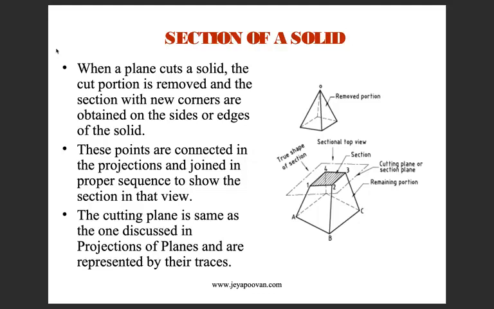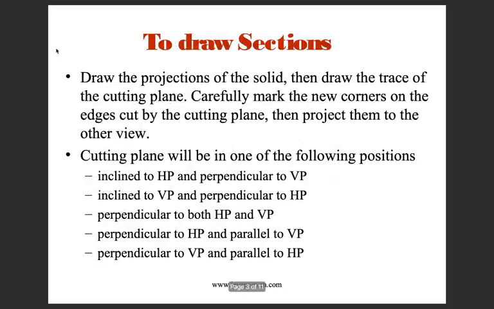The cutting plane is the same as the one discussed in the projections of planes and is represented by its traces. So how to draw the sections? First you draw the projection of the solid, then draw the trace of the cutting plane. Carefully mark the new corners on the edges cut by the cutting plane, then project them to the other view.